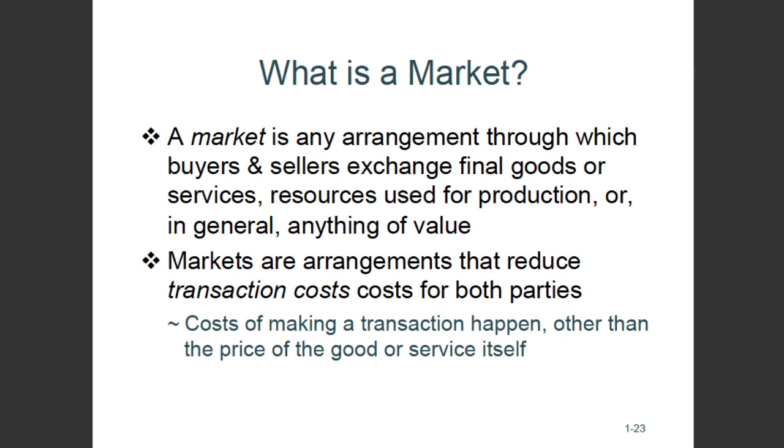So what's a market then? A market is any arrangement through which buyers and sellers exchange final goods or services, resources used for production, or in general, anything of value. The advantage of markets is that they reduce transaction costs for both parties. So it brings the buyers and the sellers together, and they don't have to incur the search costs of finding each other. Okay?